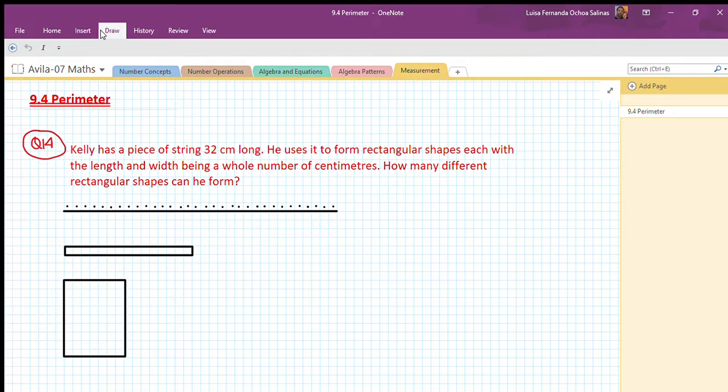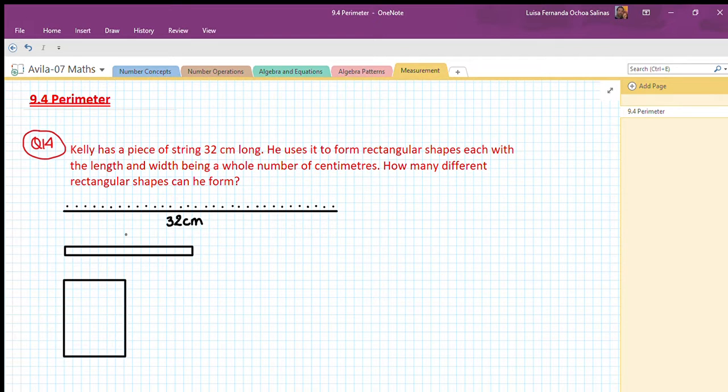So question 14 says, Kelly has a piece of string of 32 centimeters long. He uses it to form rectangular shapes, with the length and width being a whole number of centimeters. How many different rectangular shapes can he form? Okay, so first, what information do we have? We know that we have a piece of string of 32 centimeters, agree? So I did this before because it took me a while, and if you count my dots, this string that I draw here is exactly 32 centimeters, okay, girls?